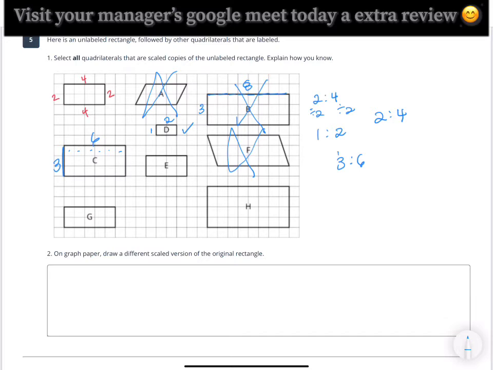So I want to get this side to 1, and what can I divide 3 by to get to 1? I could divide 3 by 3, and whatever you do to one side, you have to do to the other side. So it's going to be 1 to 2. So this one is considered a scale copy. Now, E is 2, 4, 2, 4. And even though it shows an exact copy, it still would be considered a scale copy.